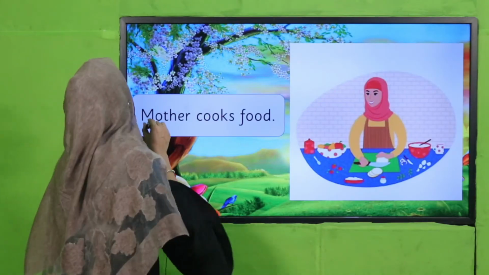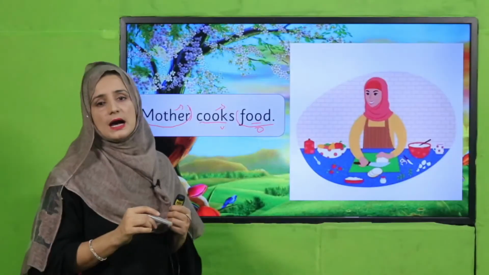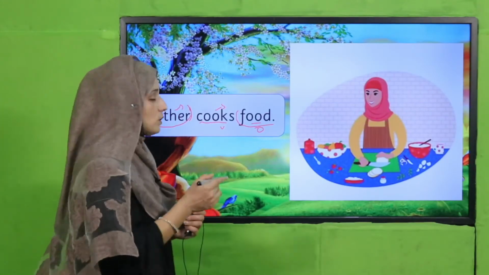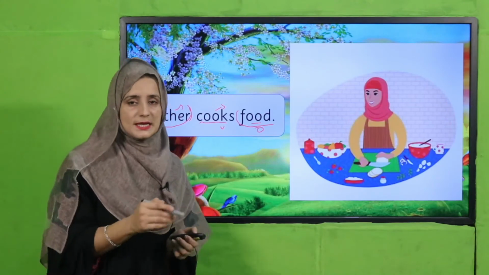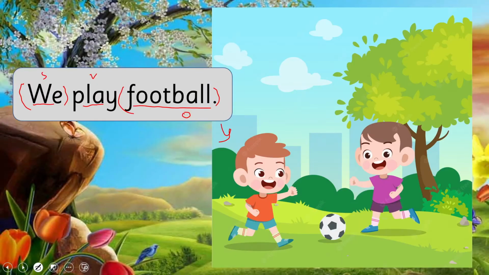The next example is: mother cooks food. So what is mother? Subject. Cooks is the verb, and food is the object. Already we discussed, my dear students, that in the place of the subject you will always find a noun or a pronoun. So mother is a noun, and in the previous example, "we" is a pronoun.